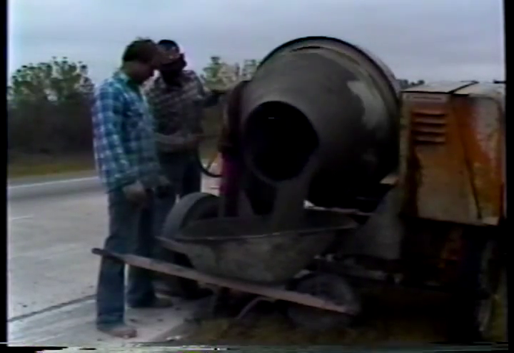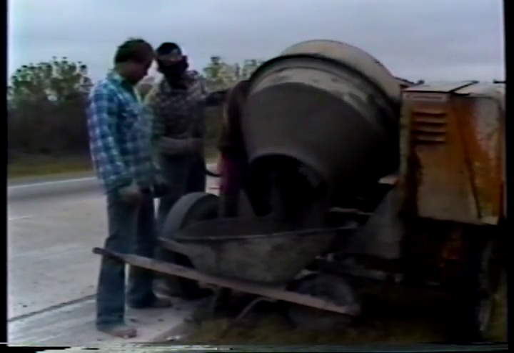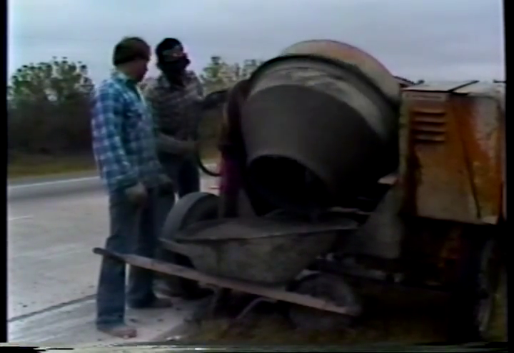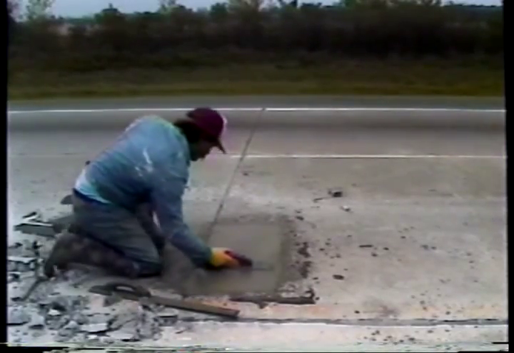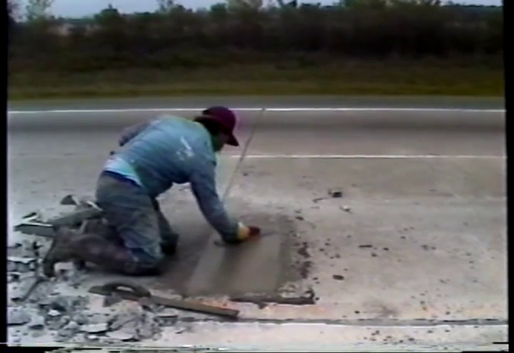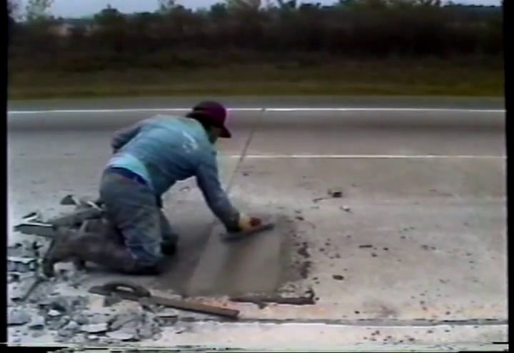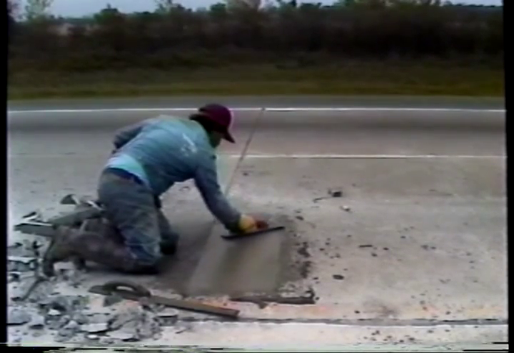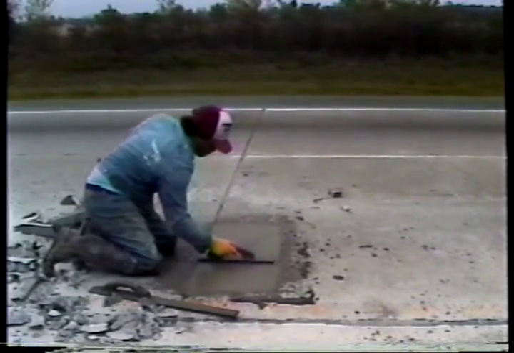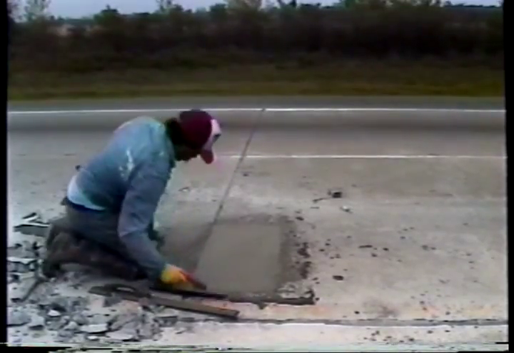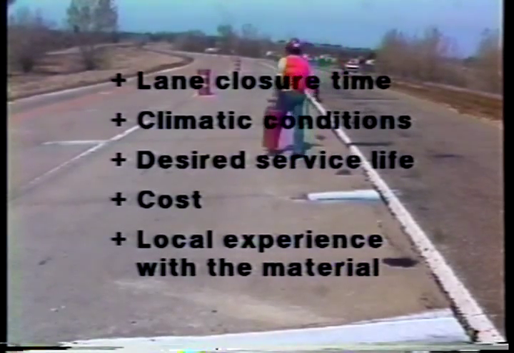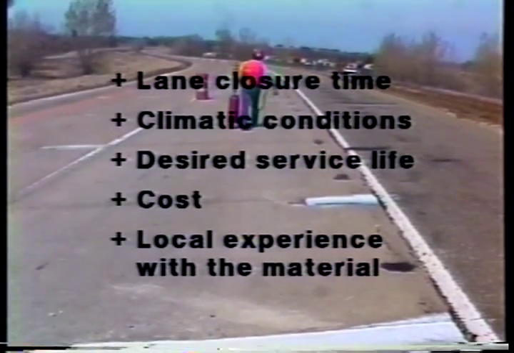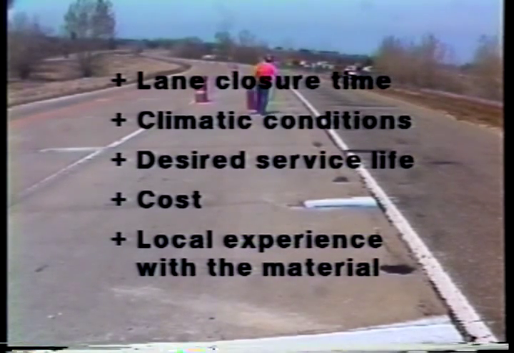A number of proprietary materials may also be used. For best results, it's important that the manufacturer's guidelines be followed closely. Still, other materials such as epoxy mortar and epoxy concrete can be used to make the repair. Again, the manufacturer's guidelines should be followed closely to obtain the best results. The selection of the type of material to use should be based on the lane closure time, climatic conditions, desired service life, cost, and local experience with the material.